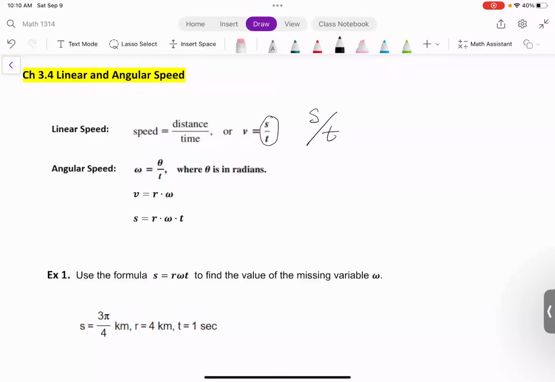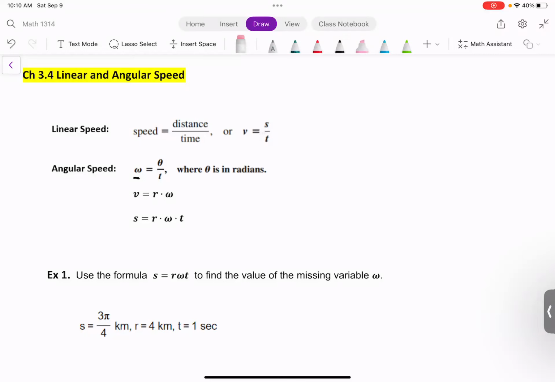Now, let's see the angular speed. Angular speed is omega. Omega equals theta divided by t, the ratio between theta, the angle, and t, where theta is in radians. What is the relationship between v and omega?